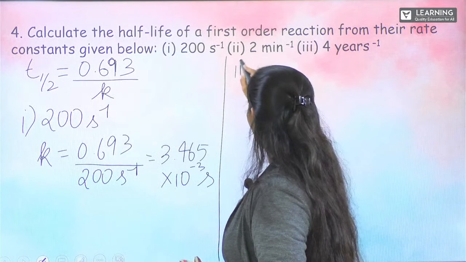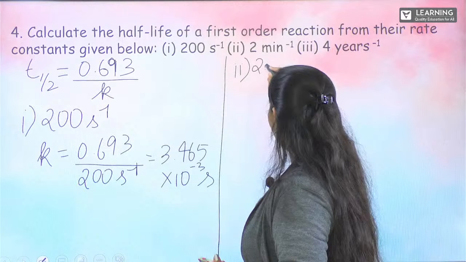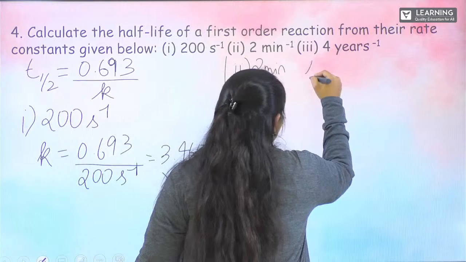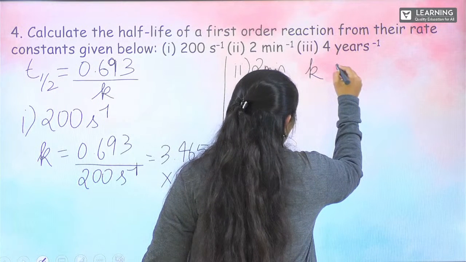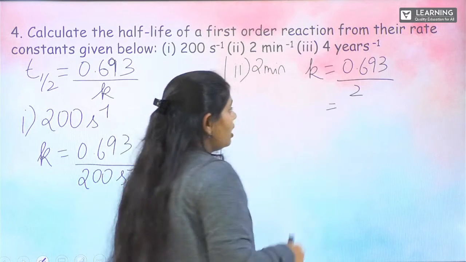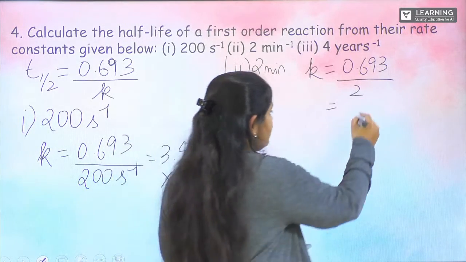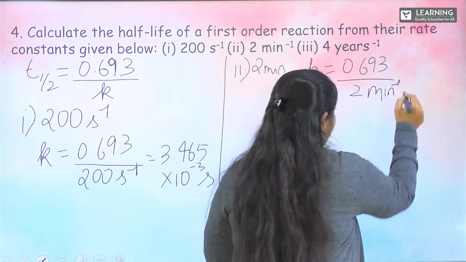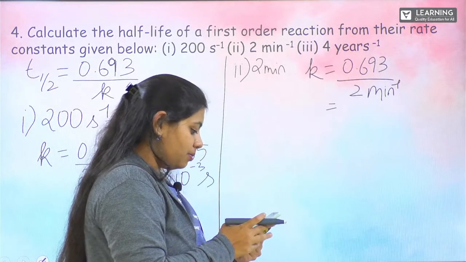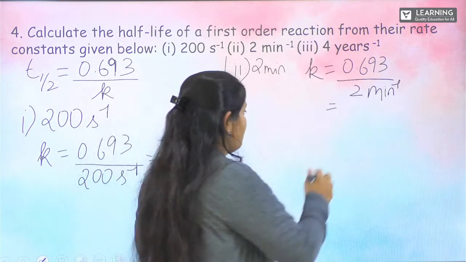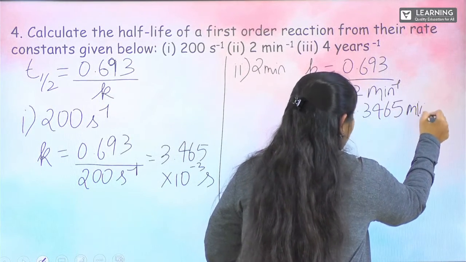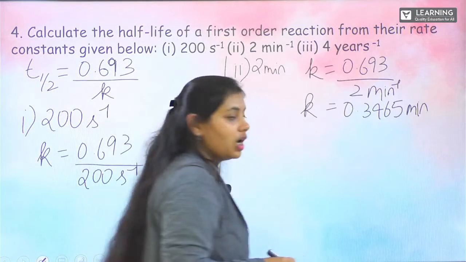And for the second case, what will it be? 2 minutes, right? So for 2 minutes, how can I write it? Same case. K is equal to 0.693 by 2. So what will be the answer? Here it is minute inverse. When I move it up, I just get minute. 0.693 divided by 2 is 0.3465. 0.3465 minute is going to be the value of K.